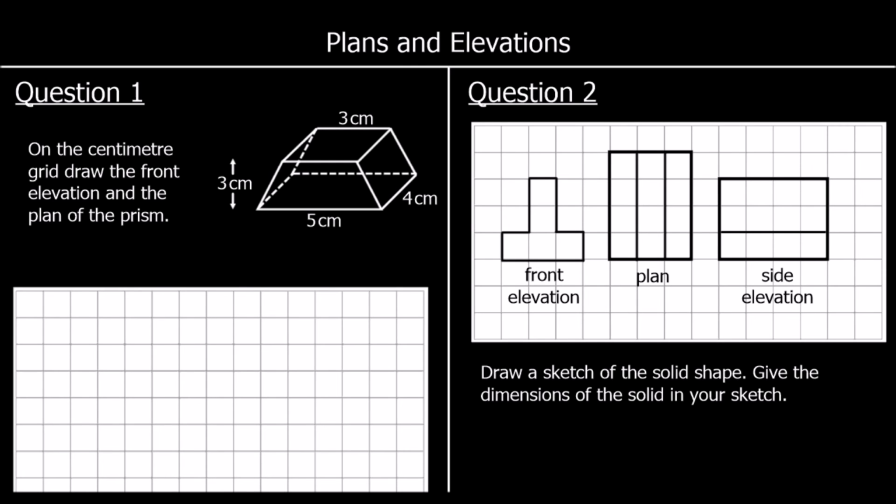And finally, plans and elevations. Question 1. We have a solid shape drawn for us, and we need to draw on the centimeter grid the front elevation, so the view looking at it from the front, and the plan, so the top down view, the bird's eye view of the shape of the prism.